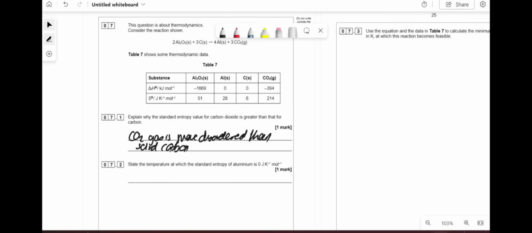State the temperature at which the standard entropy of aluminium is 0 joules per Kelvin per mole. You can see there, it gives you a hint. Entropy is measured in joules per Kelvin per mole.